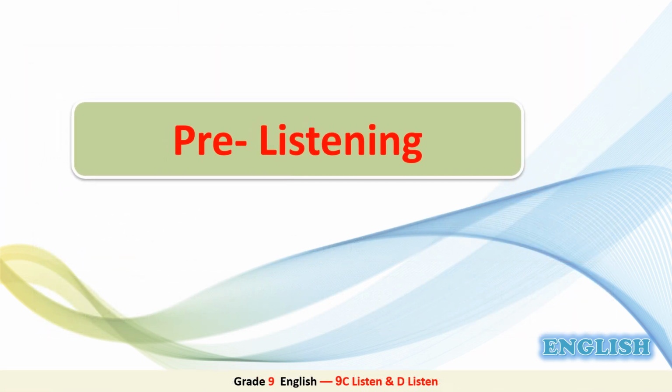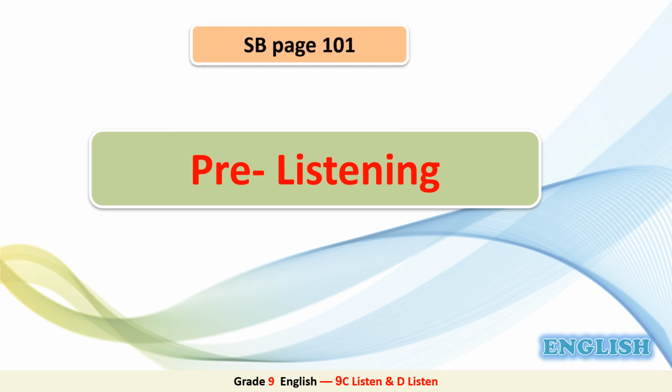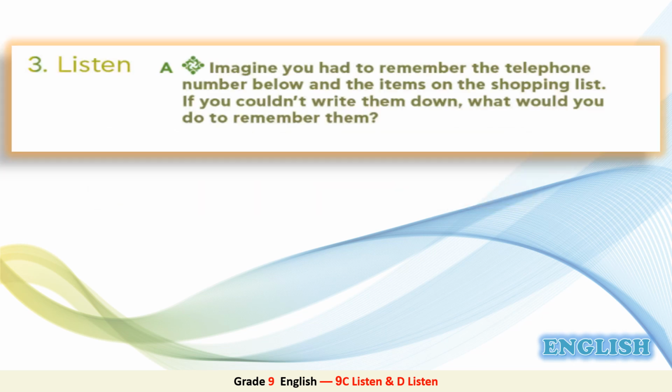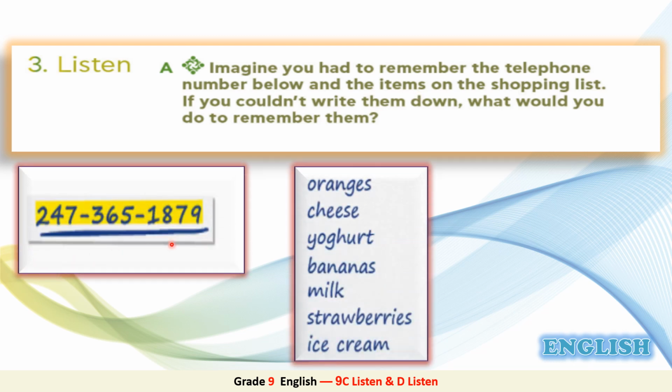Now could you please open your student's book, page 101, and let's do this pre-listening. Now let's start with this task, pre-listen. Imagine you had to remember the telephone number below and the item on the shopping list. This is the telephone number and this is the shopping list.